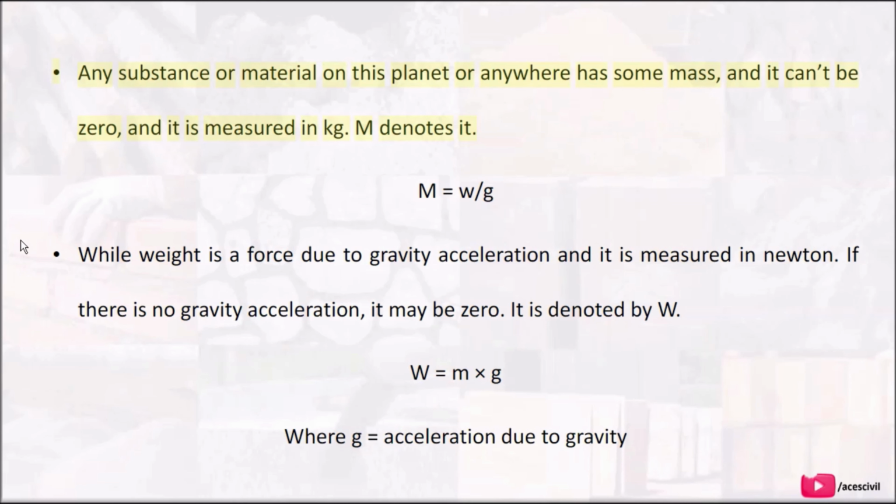Any substance or material on this planet or anywhere has some mass, and it can't be zero, and it is measured in kg. M denotes it. M equals W/g. While weight is a force due to gravity acceleration and it is measured in newton. If there is no gravity acceleration, it may be zero. It is denoted by W. W equals m times g, where g equals acceleration due to gravity.